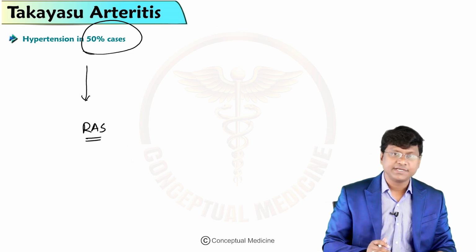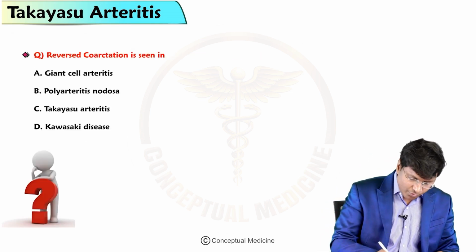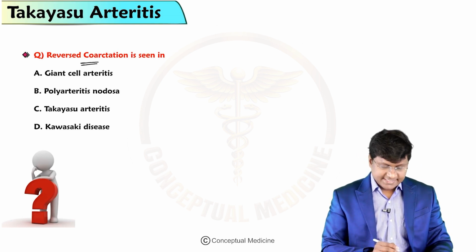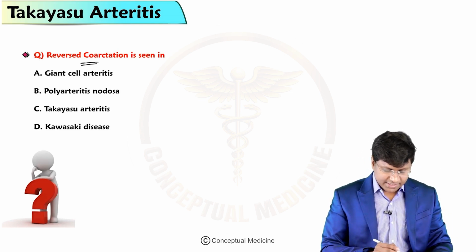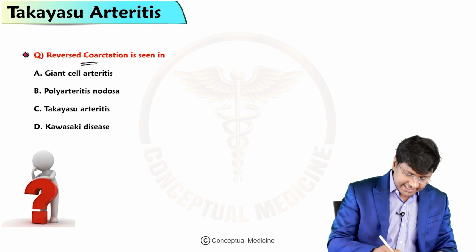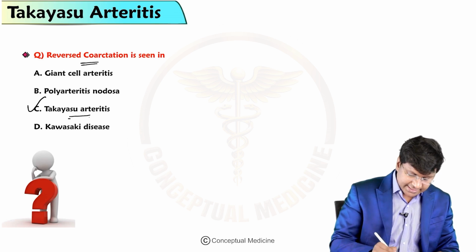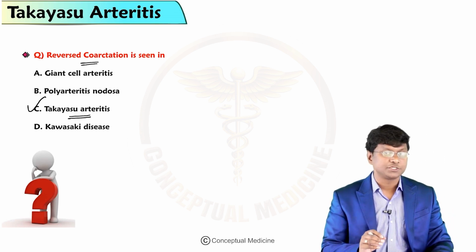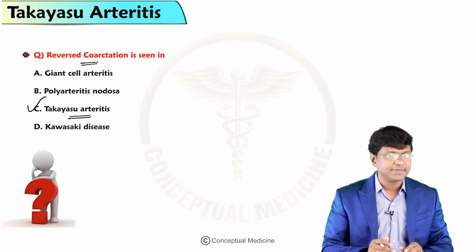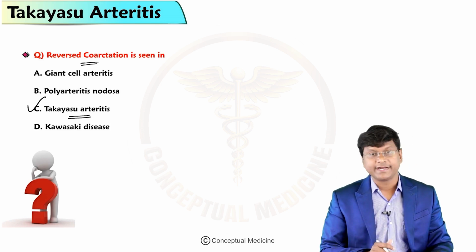Now there is one important question that you have to know. Reversed coarctation of aorta is seen in giant cell arteritis, polyarteritis nodosa, Takayasu arteritis, and the Kawasaki disease. So the answer to this question is Takayasu arteritis. Reversed coarctation of aorta is seen in Takayasu arteritis. Now what do you understand by this word, reversed coarctation of aorta?